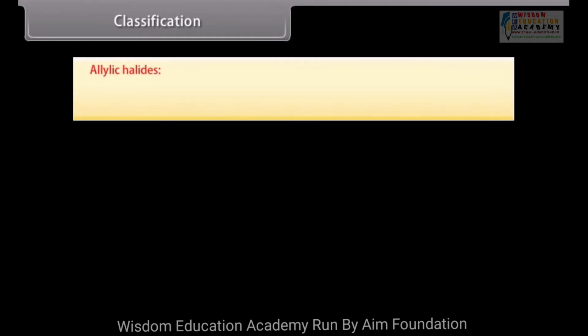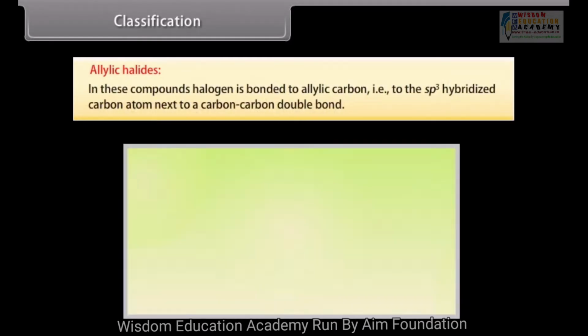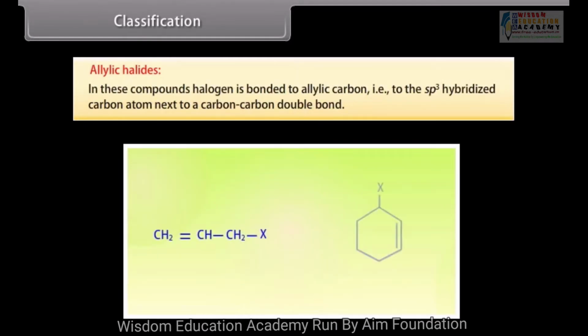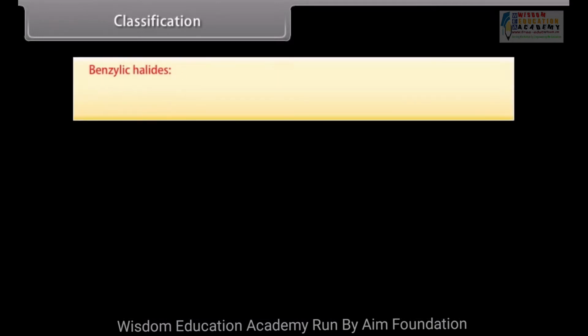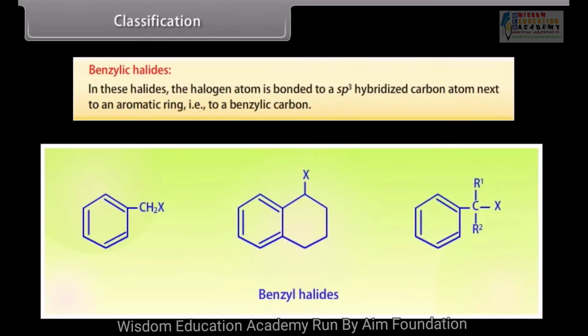Allylic halides. In these compounds, halogen is bonded to allylic compounds, that is, to the sp3 hybridized carbon atom and next to a carbon-carbon double bond. Benzylic halides. In these halides, the halogen atom is bonded to a sp3 hybridized carbon atom next to an aromatic ring, that is, to a benzylic carbon.